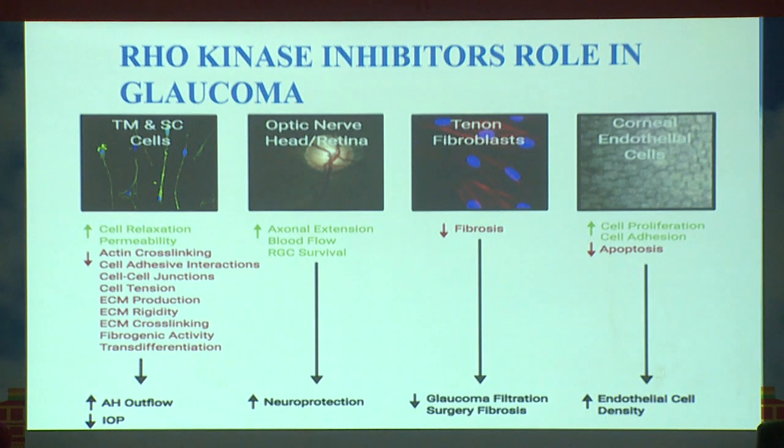In trabecular meshwork and Schlemm's canal, it increases the cell relaxation and permeability, decreases actin cross-linking, and thereby causes increased aqueous humor outflow and thereby decreases intraocular pressure. Now, in the optic nerve, there is increase in axonal extension and blood flow, then retinal ganglion cell survival, leading to increased neuroprotection. In Tenon fibroblasts, it reduces the fibrosis after glaucoma surgery, and in corneal endothelial cells, it increases cell proliferation, cell adhesion, decreases apoptosis, and thereby increases endothelial cell density.